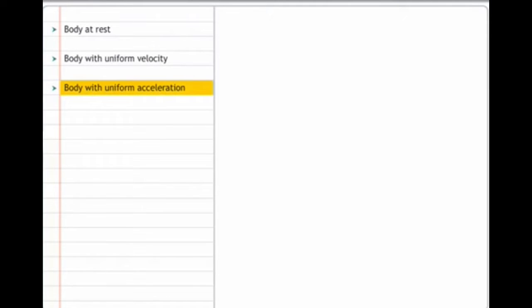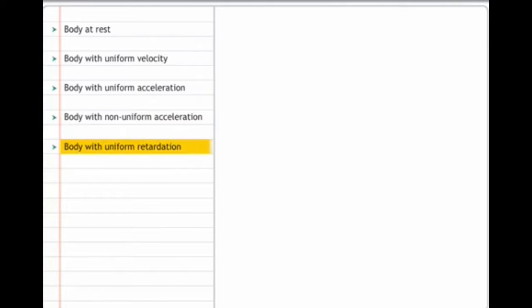Let's consider the different cases that can be represented by a velocity time graph. Body at rest. Body with uniform velocity. Body with uniform acceleration. Body with non-uniform acceleration. And body with uniform retardation.